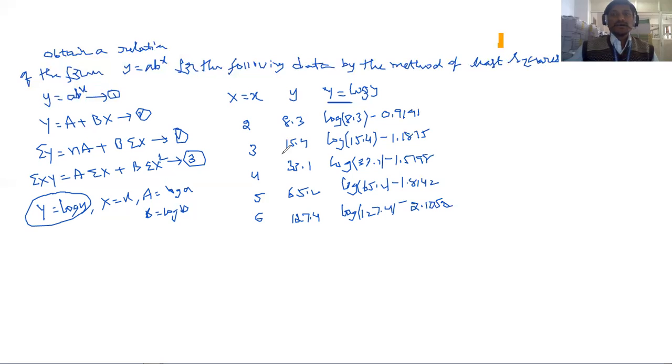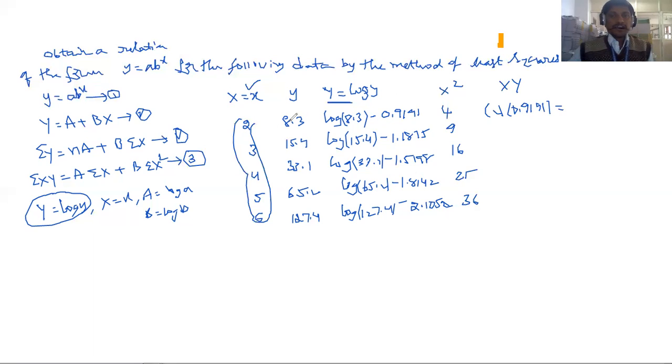And next what we require again is capital X square, as well as capital XY. X square means just we need to do squaring of these numbers they give: 2, 3, 4, 5, 6. So 2 square is 4, 3 square is 9, 4 square is 16, 5 square is 25, and 6 square is 36. And XY values means you need to multiply these two, 2 into 0.9191. People make the mistake, thinking xy is 2 into 8.3. That is not it.